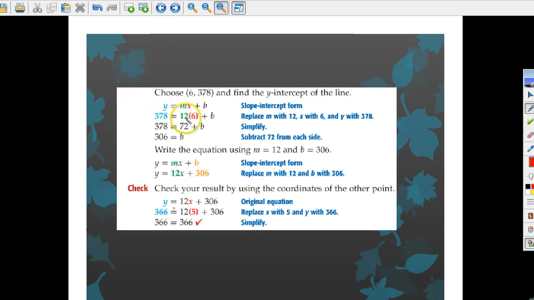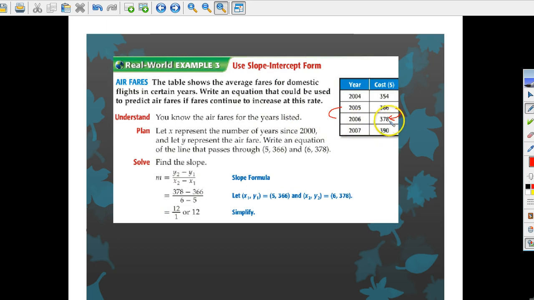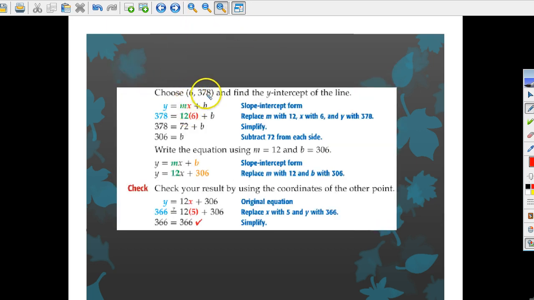Now that we have 12 as a slope, you choose any point. They put 6 and 378 as a point. So that's x and y, to find out what b is. Okay, now you have the slope, which is 12, and you have your y-intercept, which is 306. So here is your equation. You can check the answer by using another point. So here they put 5 years, 2005 with 366, and they equal, so your answer is right.